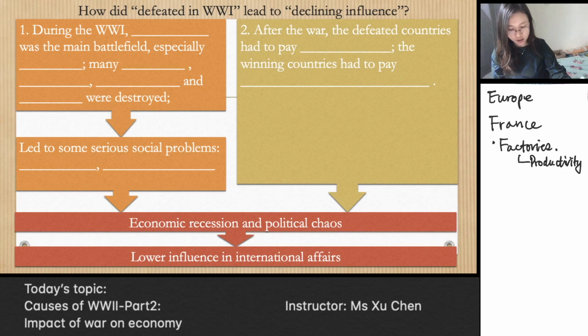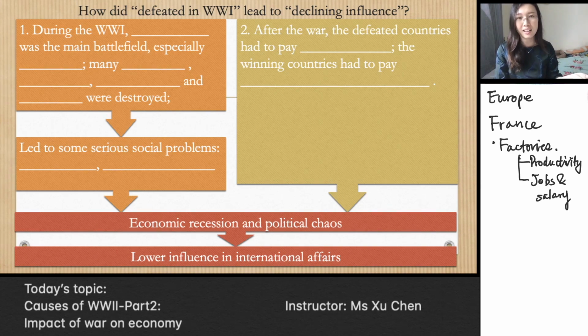But more importantly, they provide jobs and salary to the citizens. Now when the factories were destroyed, of course people had no jobs. That means a very high unemployment rate, and they have no salary. That means they don't have money to buy food. And also with a low productivity level, of course the country didn't have enough materials to feed their people.